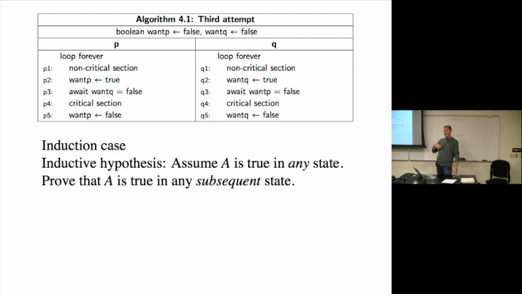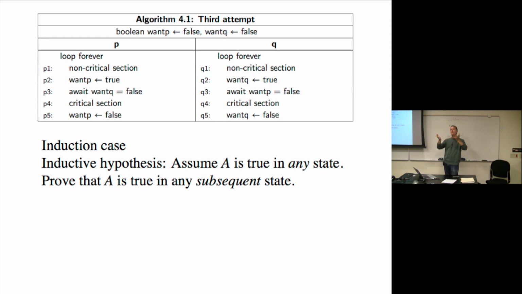Question? Why is it any state instead of the first state? The first state we proved, the base case. We have to prove that if it's true in any state, it's true in the subsequent state. So you're working with an abstract state. Yeah, that's the way proof by mathematical induction works.